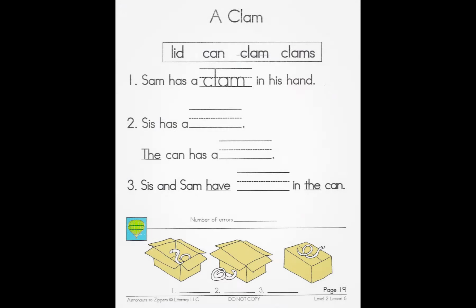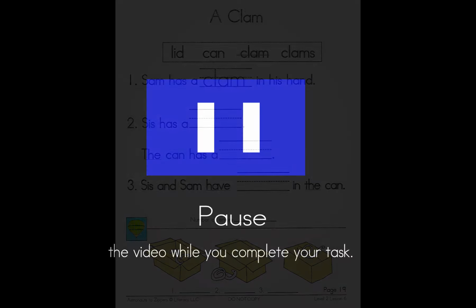Open your workbook to page 19. Read the title of this exercise. That is the same as the title of the book you just read. I think this exercise is to see what you remember about the book. Read the words in the box and then read the sentence under number 1. Did you notice that the word clam in the box is marked out and written in the first sentence? You are to read each sentence and fill in the blank with a word from the box that makes the sentence tell about something that was just in the book. Pause the video until you finish your work.